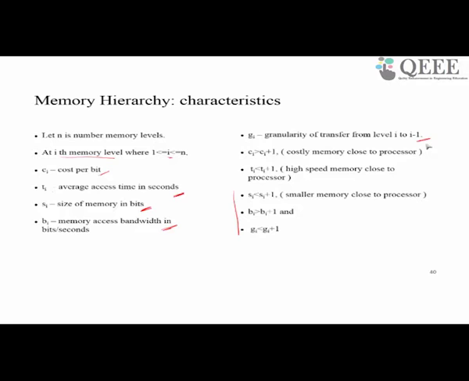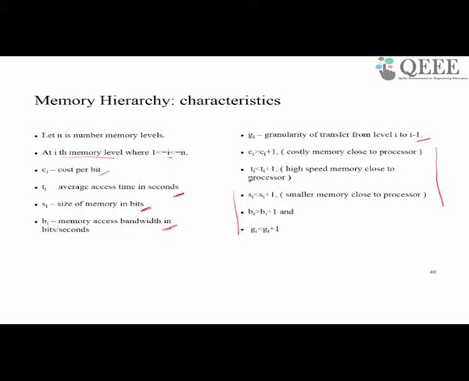So with this as parameter, we can write the general characteristics of memory hierarchy as follows. Ci is usually greater than Ci plus 1. That is, the cache memories generally have higher cost per bit as compared to the main memory, because the cache memory is of i equal to 1, main memory can be the second level cache or the main memory. Cost per bit will be, as we go closer to the processor, it will be costlier.